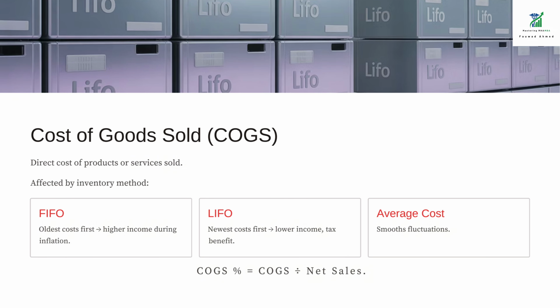Cost of goods sold, COGS. Next comes cost of goods sold, the direct cost of producing or purchasing goods that were sold during the period. COGS depends heavily on the company's inventory method. FIFO, first in, first out, uses older costs first. Ending inventory reflects current cost levels. LIFO, last in, first out, uses newer costs first. Results in higher COGS and lower profit during inflation but tax benefits. Average cost smooths out price fluctuations.